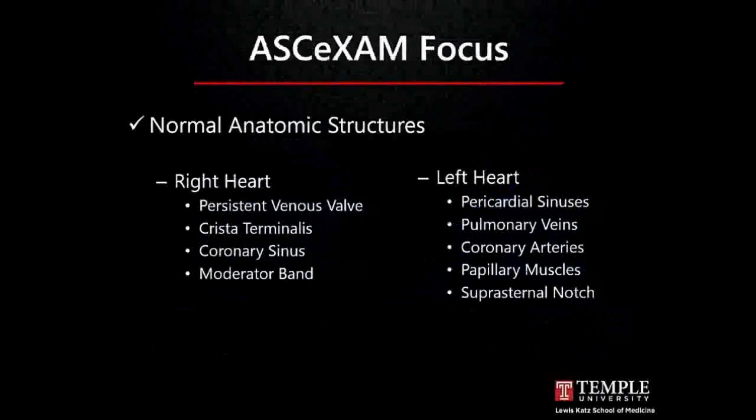So coming back, ASCeXAM focus, I think we talked about all of these normal anatomic structures that you probably see all the time but may or may not realize they're normal. Persistent venous valves, crista terminalis, the coronary sinus, moderator bands, and then left heart structures like the pericardial recesses, the pulmonary veins, coronary arteries, the papillary muscles, suprasternal notch. So hopefully that gave you some good background on what a normal echo should be like and what the normal structures that you should be able to identify are.